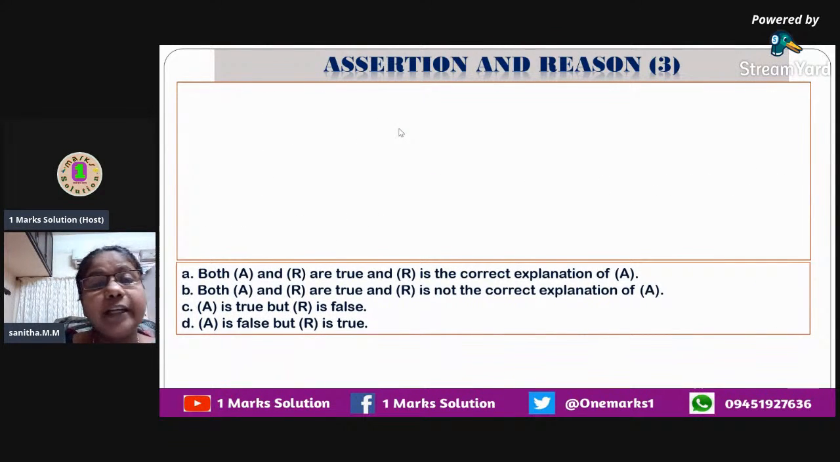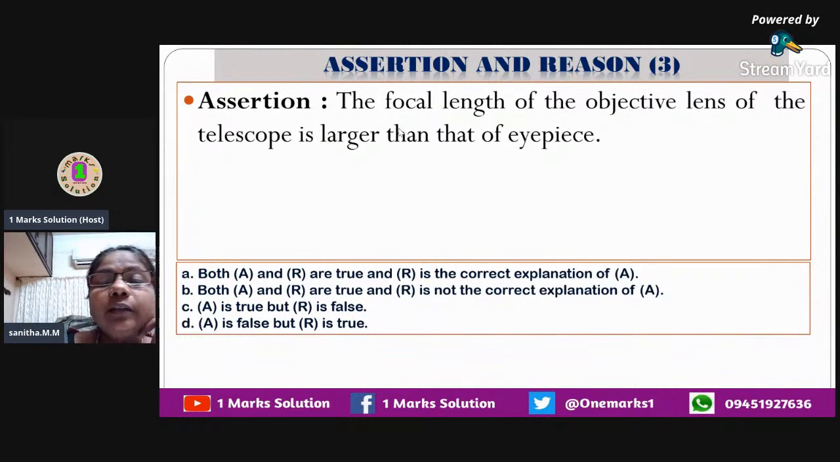Now we can go for the next one. The focal length of the objective lens of the telescope is larger than that of the eyepiece. Objective means what is it?